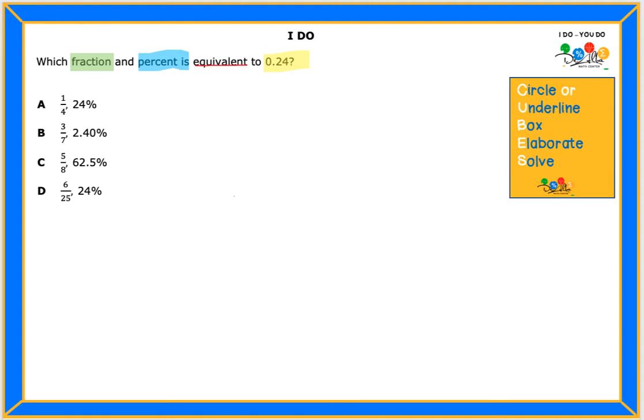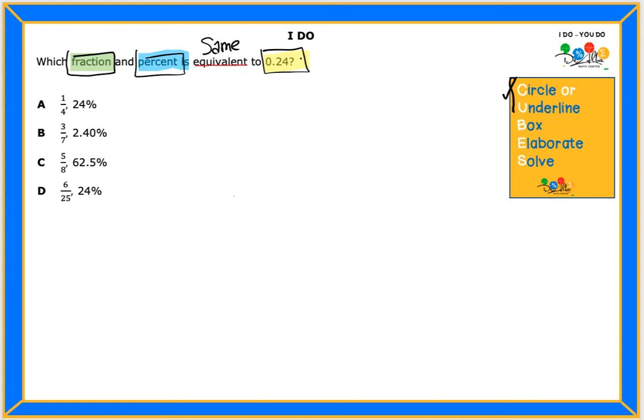Okay, so far we did highlight, which goes into underline. Now we're gonna box the question, and this is a short sentence. I like it. Which fraction n percent is equivalent, so it's the same as 0.24. Okay. So I notice here that I need to work with fraction, percents, and the question is given in decimal.